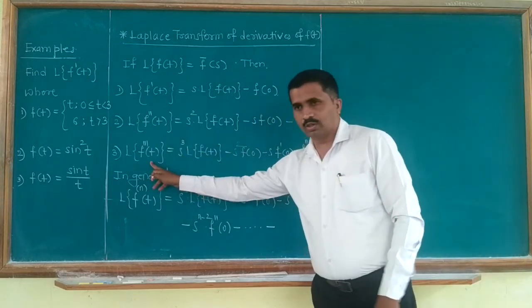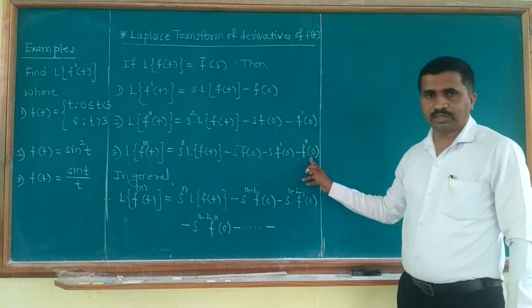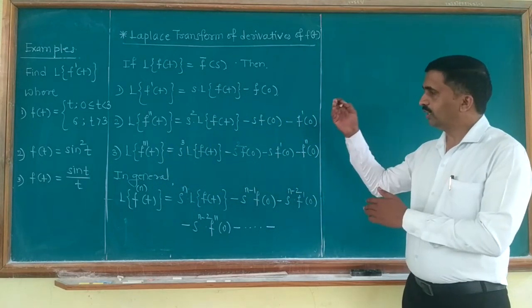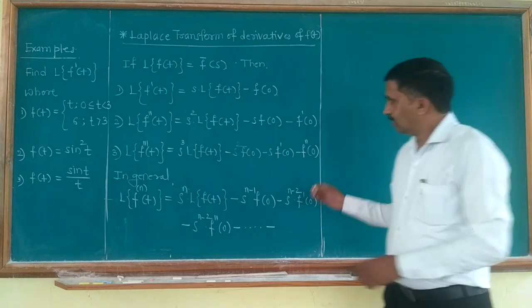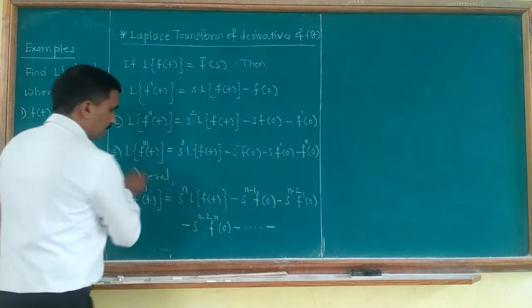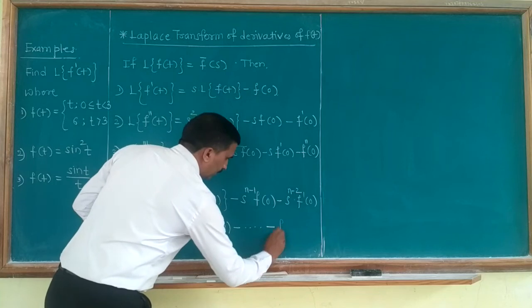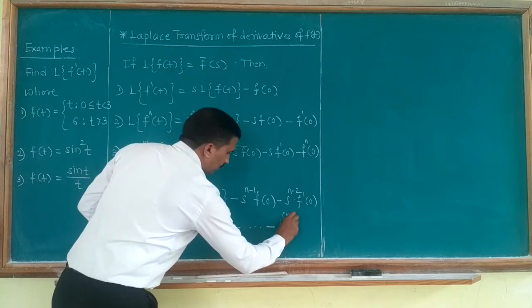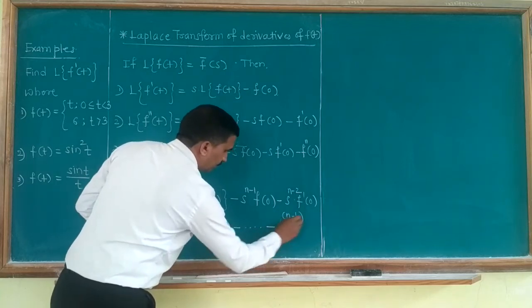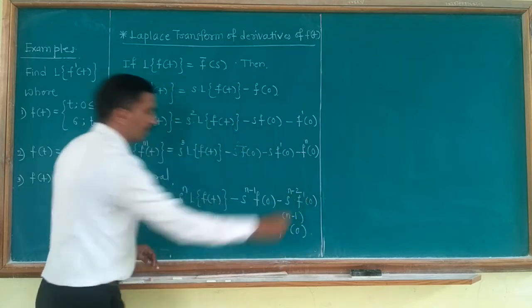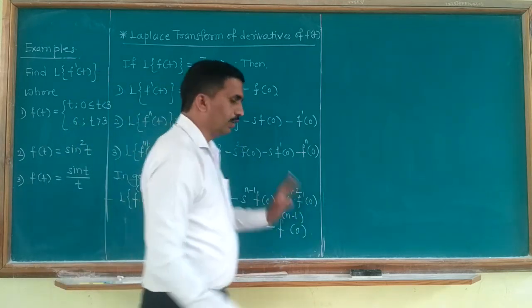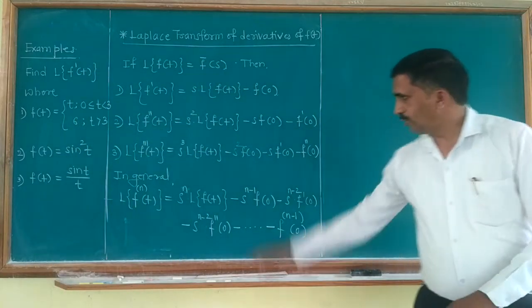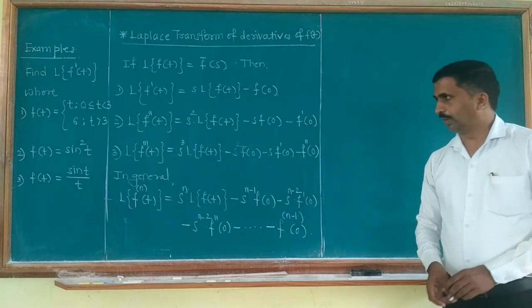Whenever there is a third order derivative, it is f double dash 0. So you have to take one less. So here the nth derivative is there. That means here we need f raised to n minus 1 at 0, that is the n minus 1 th derivative at 0. In this way you can write the general formula.